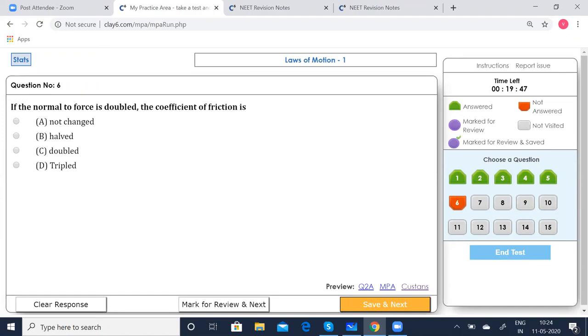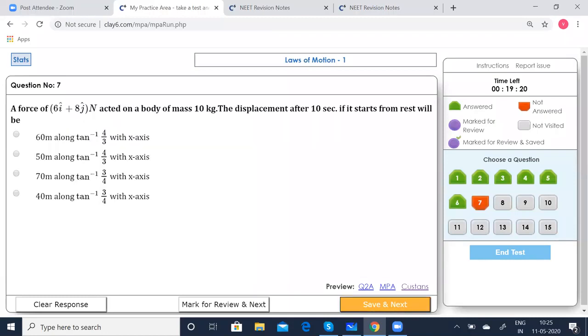So if the normal force is doubled, the coefficient of friction, he says, does not change, halves, doubles or triples. Now you can see that the normal force does not change the coefficient of friction. Because the coefficient of friction is a constant, it is in no way connected to the normal force. So it does not depend on the normal force, and you can say that it does not change. Option A is correct. Save that and go to the next.